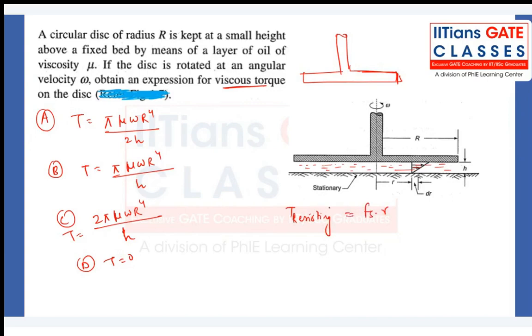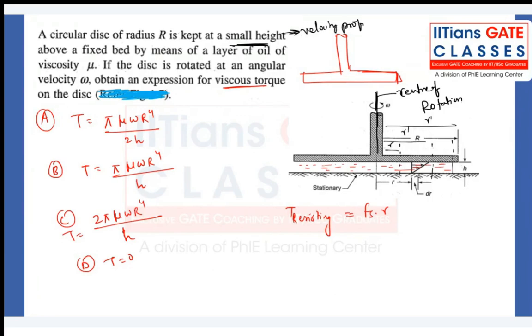When you observe from the center of rotation, this is my center of rotation. From the center of rotation, my friend, all the fluids are not at the same distance. When you keep on moving, the radial distance keeps on changing. Definitely, we have to perform the integrations, but we have to assume that whatever the small height is, the velocity profile is linear.